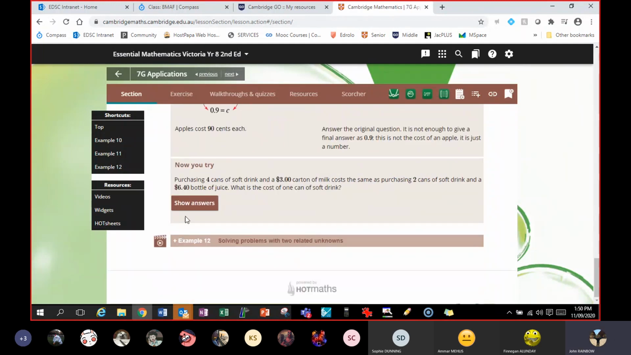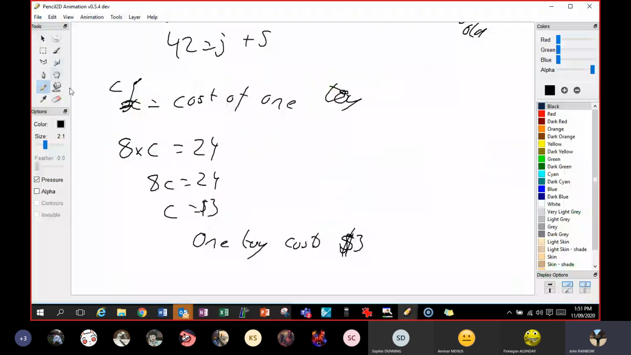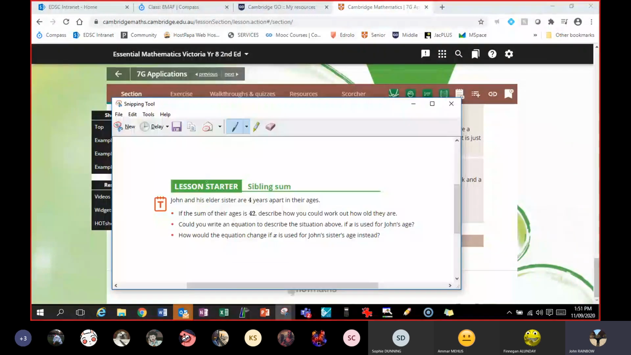Let's try this one. Purchasing 4 cans of soft drink and a $3 carton of milk costs the same as purchasing 2 cans of soft drink and a $6.40 bottle of juice. What is the cost of one soft drink? So I'm just going to snip that.